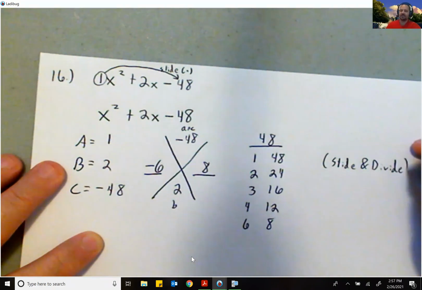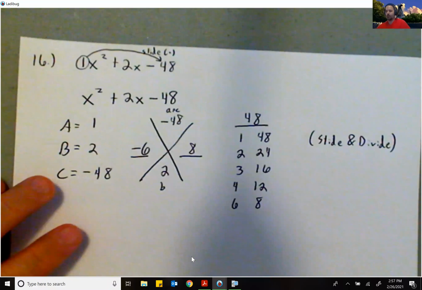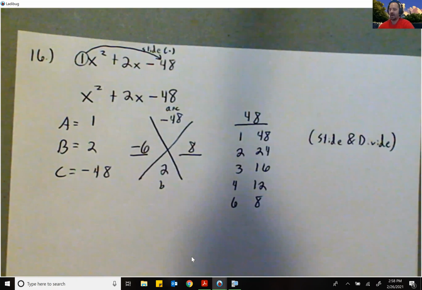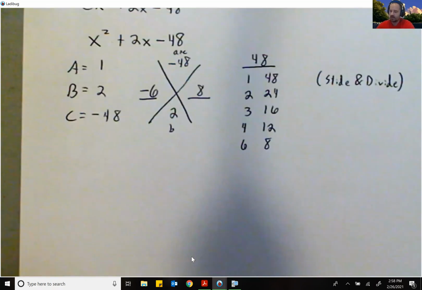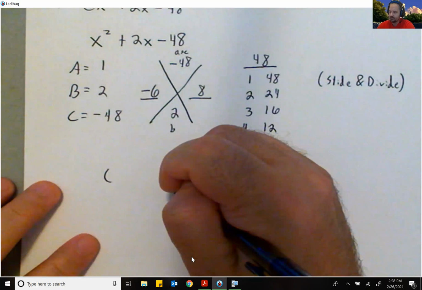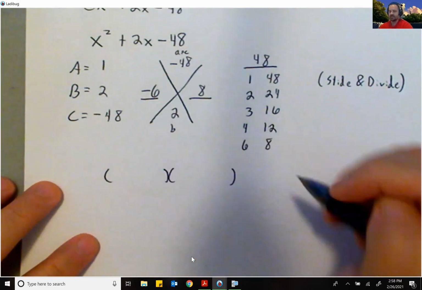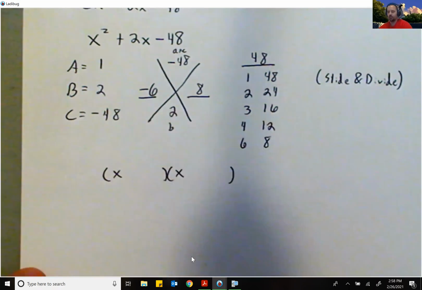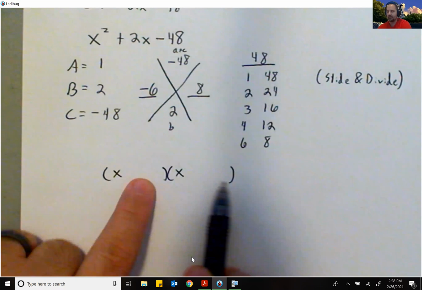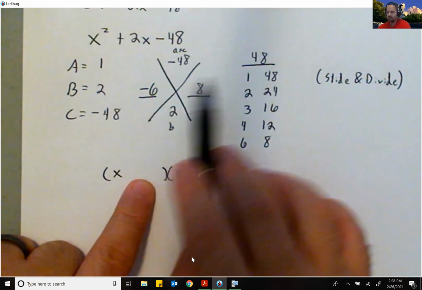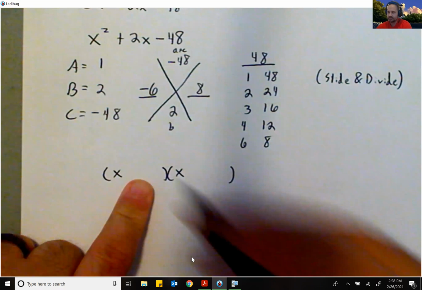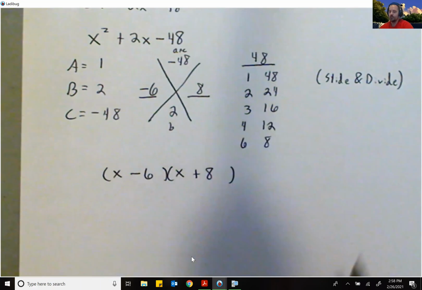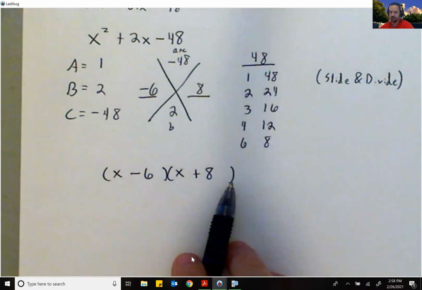Now, here's where things get different from where we did before. In here, we set up grouping. But in slide and divide, it's like you're kind of going to go straight to the answer. So you set up 2 parentheses, and you put in X, and then all you do in here is put the 2 values you just found from the X games. -6 plus 8. Lo and behold, there's our answer.